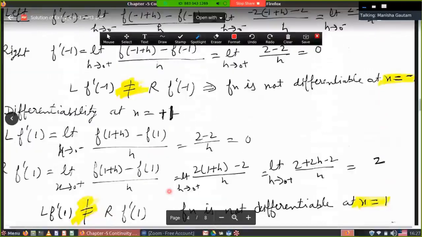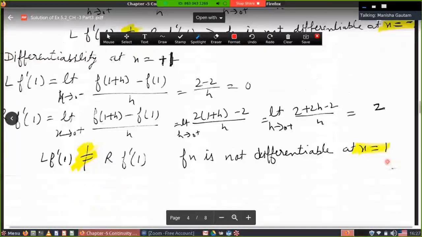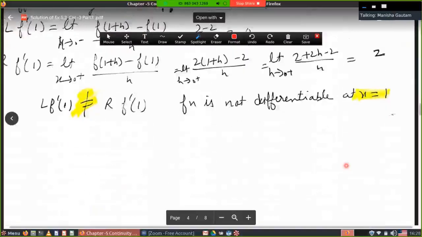Not differentiable. Now differentiability you have to check at x is equal to 1. Again you will put the left hand derivative value and right hand derivative value, putting the values in the given function formula. In the first case, the left hand derivative you are getting is 0, and the right hand derivative you are getting is 2. 0 and 2 are not equal. The function is not differentiable at x is equal to 1.